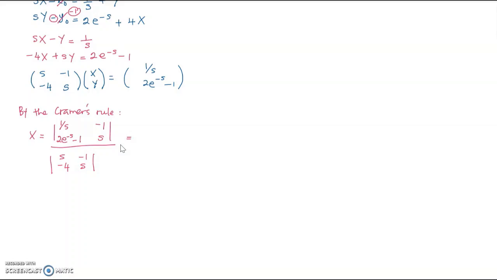So the process of finding the determinant. At the top, we have 1 over s times s, which is 1, minus the negative 2 exponent negative s plus 1. So be careful with the arithmetic. At the bottom, we have s squared minus 4. So this one now can be cancelled out. So at the top, we have 2 exponent negative s over s squared minus 4.